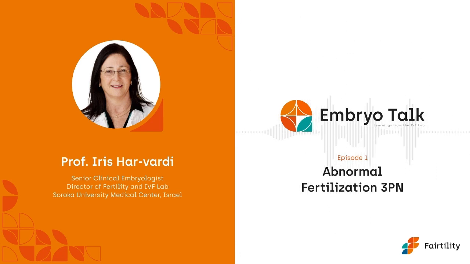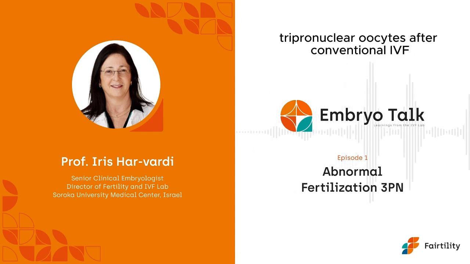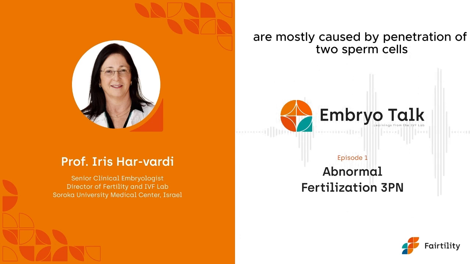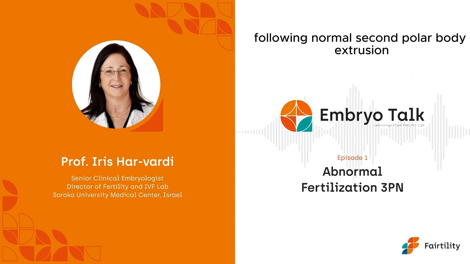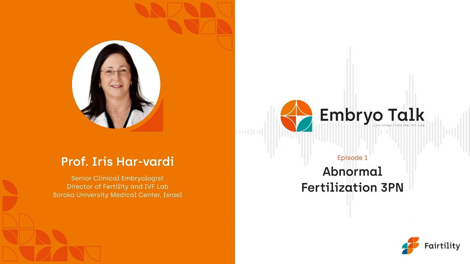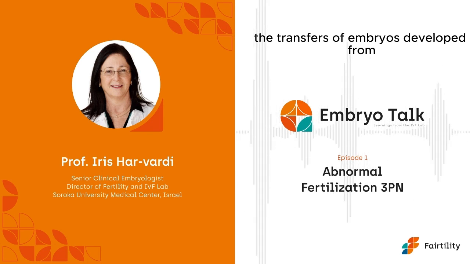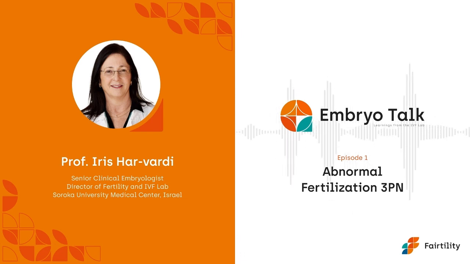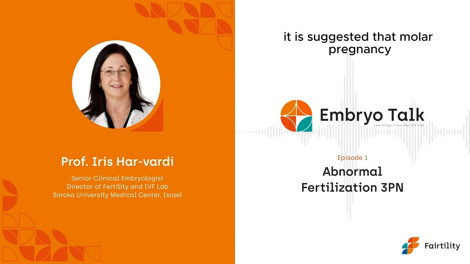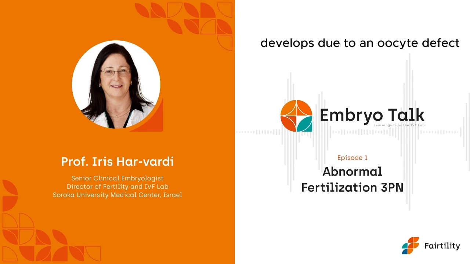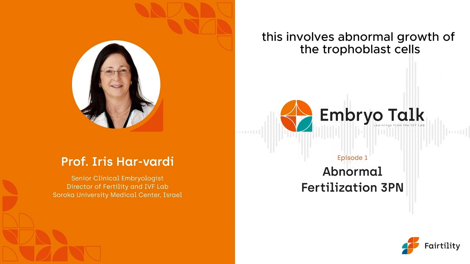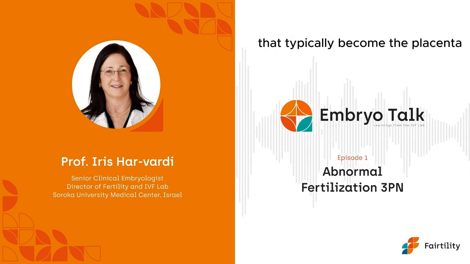In contrast, tripronuclear oocytes after conventional IVF are mostly caused by penetration of two sperm cells following normal second polar body extrusion. The transfers of embryos developed from tripronuclear zygotes can result in molar pregnancy. It is suggested that molar pregnancy develops due to an oocyte defect. This involves abnormal growth of the trophoblast cells that typically become the placenta.